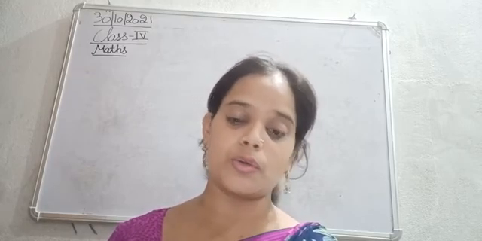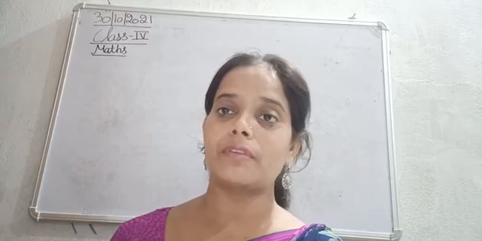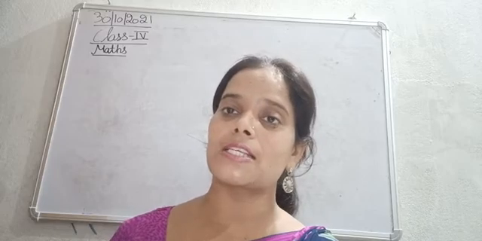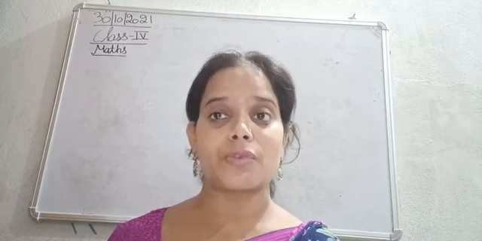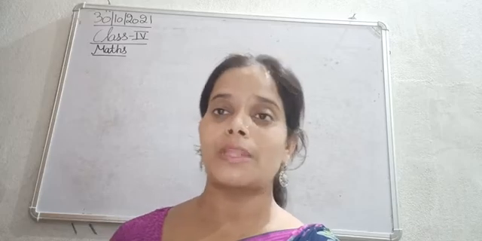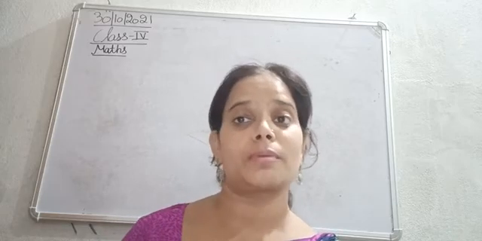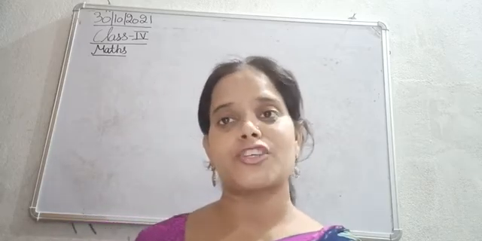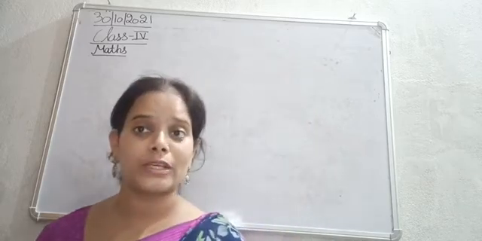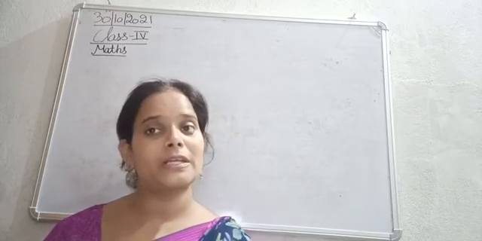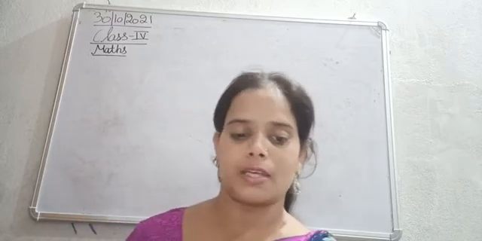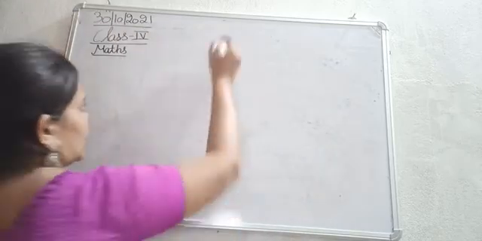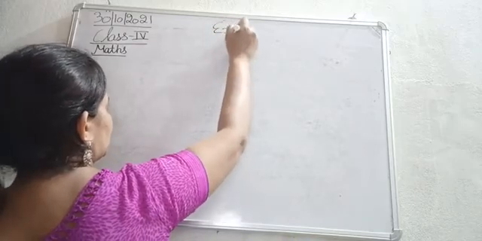So class, as you know, in the last session we were discussing exercise 9.2, in which we had discussed the word problems related to money. The last question that we did, question number 15, completed exercise 9.2. So in today's session, I'm going to start with exercise 9.3, that is related to the multiplication and the division of money.